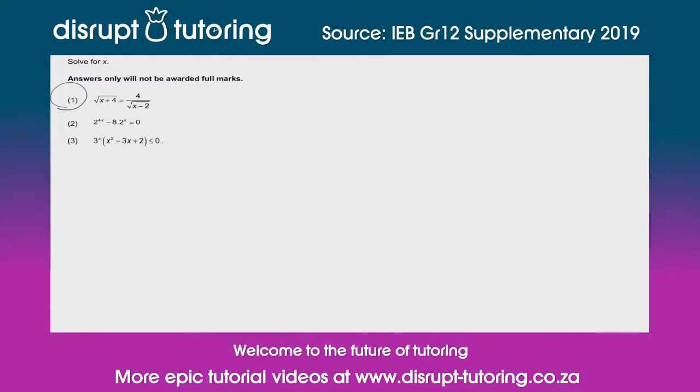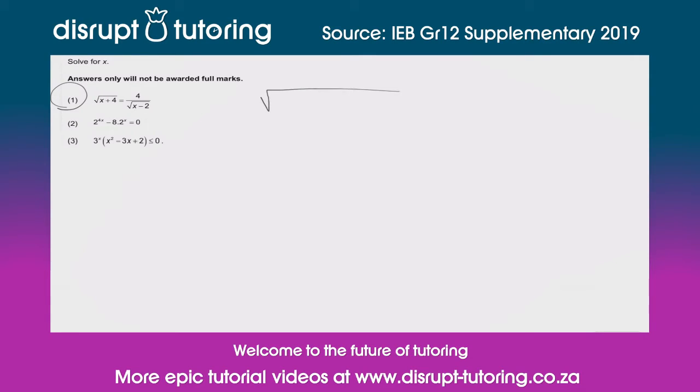Today we're going to deal with an algebraic equation, which we've taken from the IEB's 2019 Supplementary exam. With that in mind, let's dive straight in. They've said to us, solve for x. Answers only will not be awarded full marks, which means show all working out. And let's dive straight into 1.